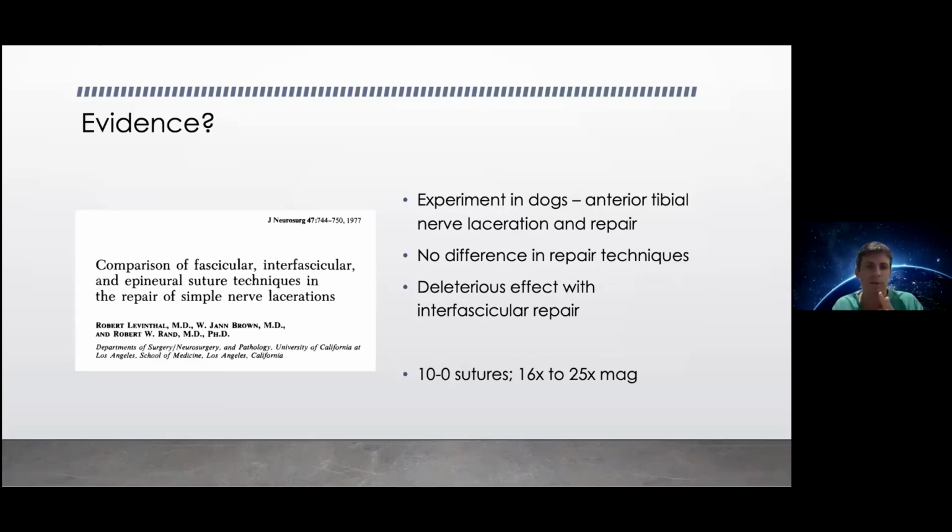Here's an article from 1977 that looked at comparing fascicular, interfascicular, and epidural sutures. They didn't find any difference in the recovery in these animals. This was a dog model, anterior tibial nerve laceration. And they used 10.0 sutures at high magnification. So theoretically, that's the best case situation, although that is pretty old literature.